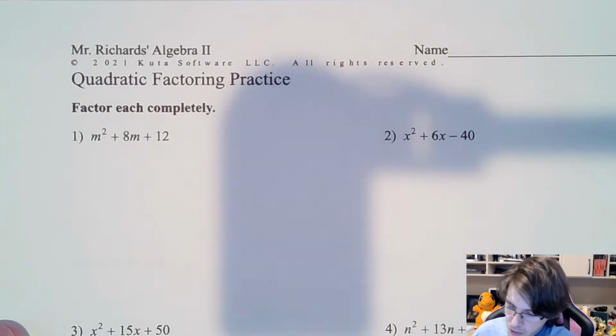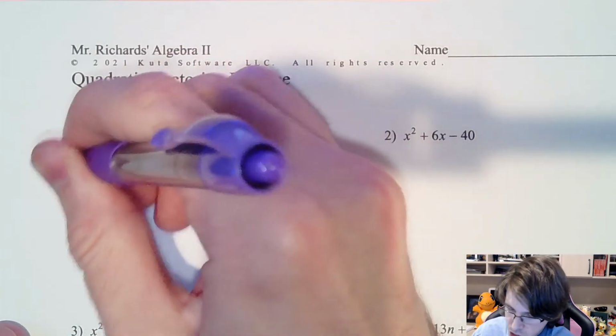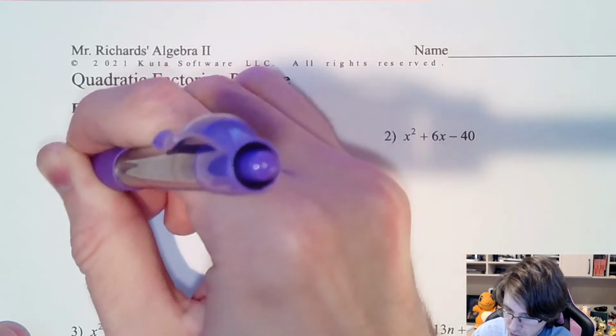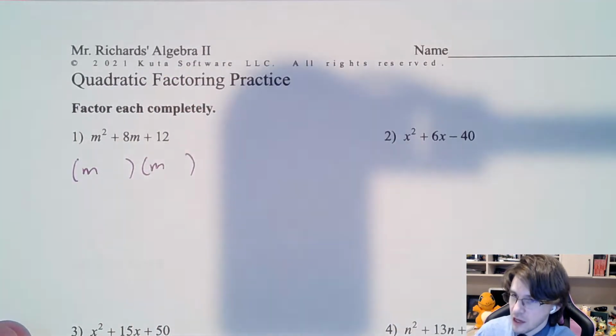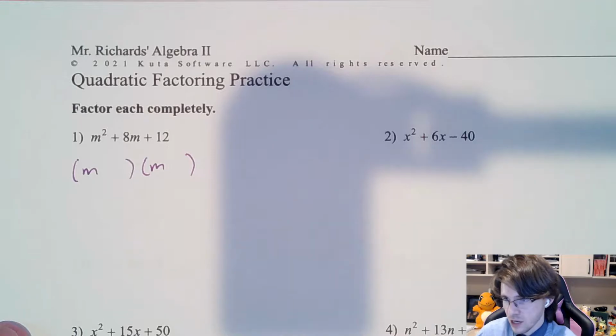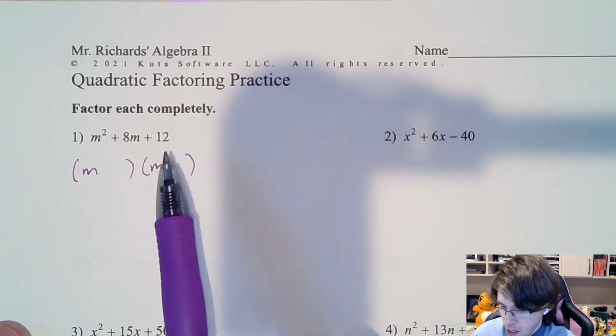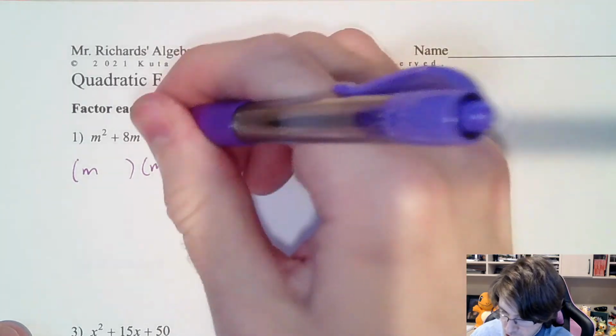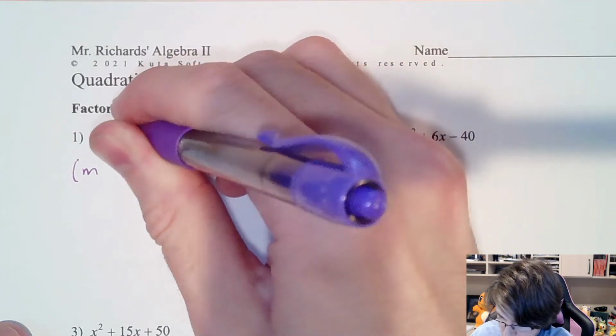So number one, we got this m squared plus 8m plus 12. Our goal is, again, to turn it into something that looks like this, where we have an m in both spots. It is basically the reverse of FOILing. We're doing the reverse process of multiplying these expressions. So here we go, and we're trying to figure out what multiplies to 12 and adds to 8.